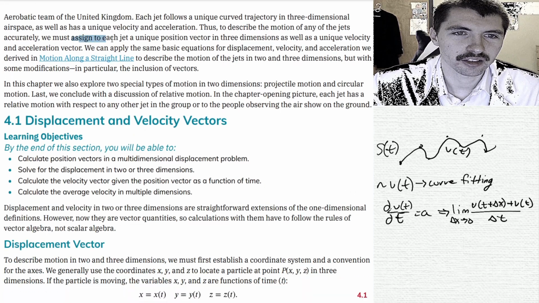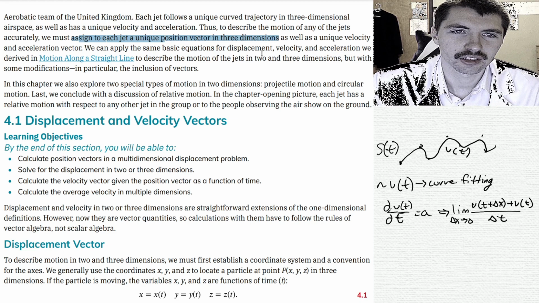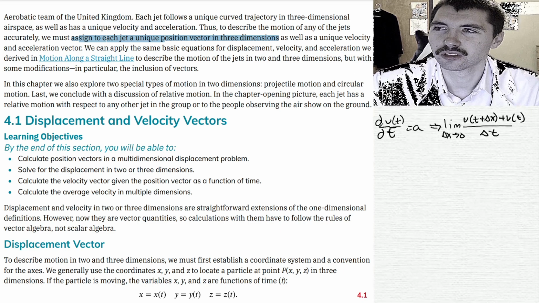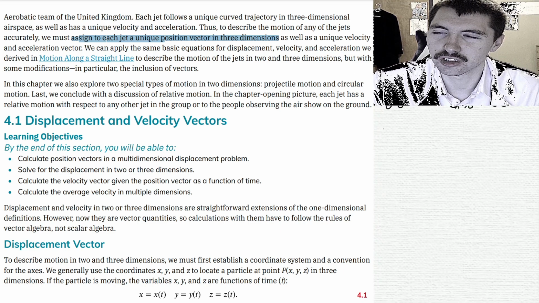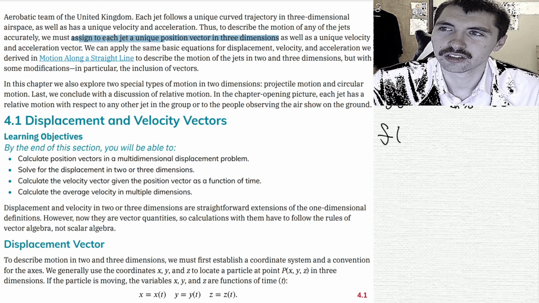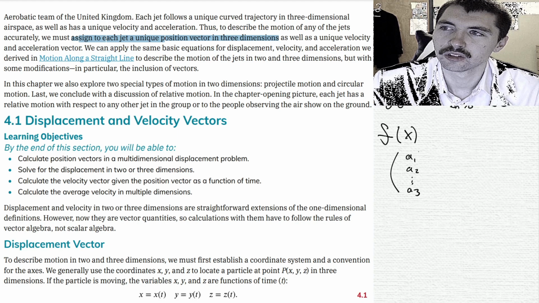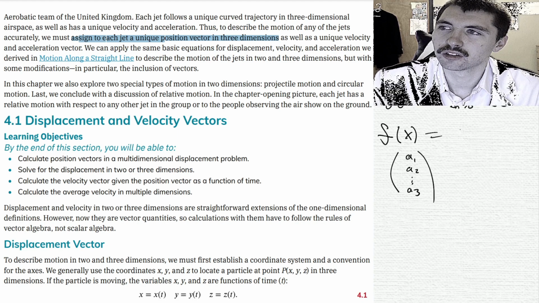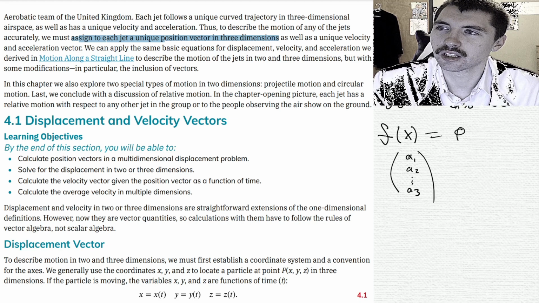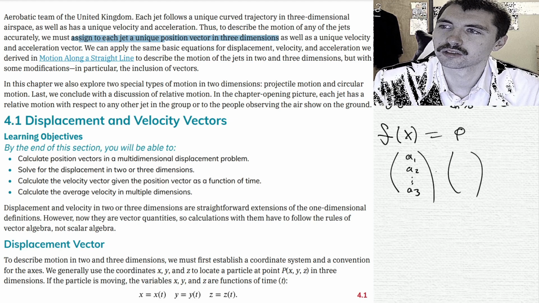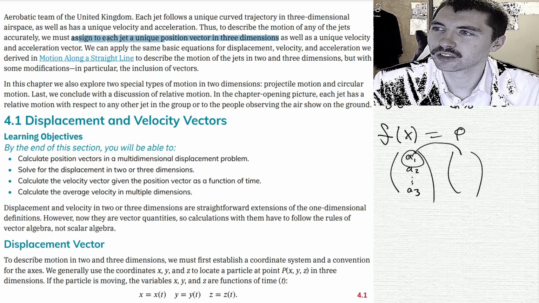So we assign each jet a unique position vector. Assign each jet. This language sounds like a function. So if you have some function, what you're really doing is you're taking a set, say A1, A2, P. So you're taking each element here and it gets assigned to another one.